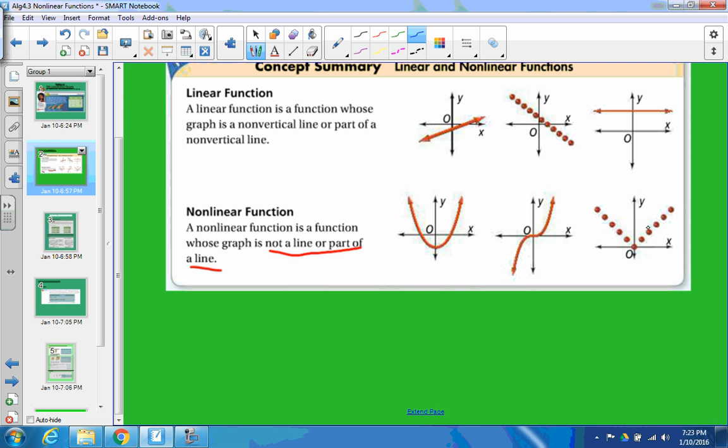Even this one on the far right, this is an absolute value function. It looks like it's made up of two lines, okay, but it is not. They're connected, and this makes a V. This is a nonlinear function, okay? A linear function is just a line or a part of a line. This would be more than that, so this is nonlinear, okay? So those are our two key vocab words for today. The new one is the nonlinear.